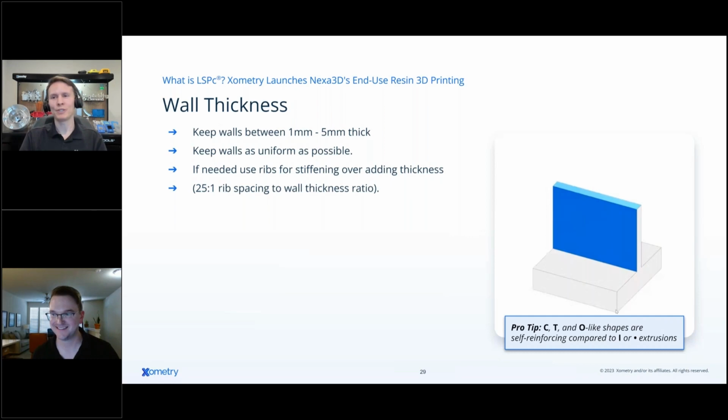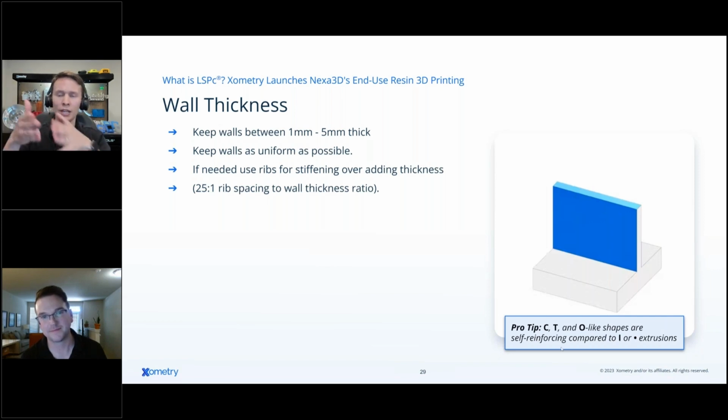But keep your walls between 1 to 5 millimeters. You don't need to go too thick on this. Think injection molding design. So instead of adding thickness to create a more robust feature, add ribs. That's going to be add ribs or self-support reinforcing design shapes like C's, T's, and O's. If you look vertical on those, think of that as a piece of paper in a C shape, kind of holds up. If it's an I shape, flops to the side. That's kind of your design.